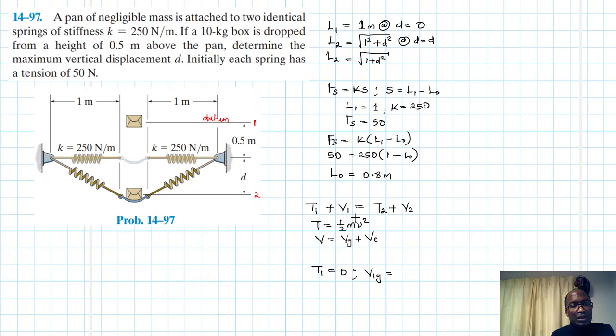V1G, this is our datum, is 0. And V1E at D equal to 0 is just equal to 2 times one half K, L1 minus L0 squared, and then we do have also T2.